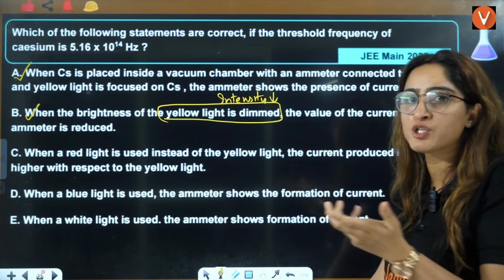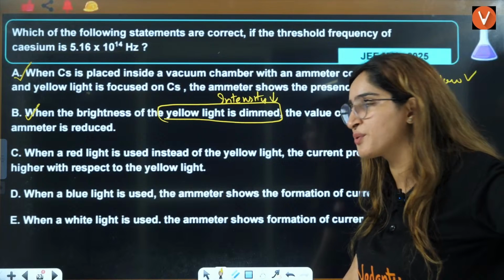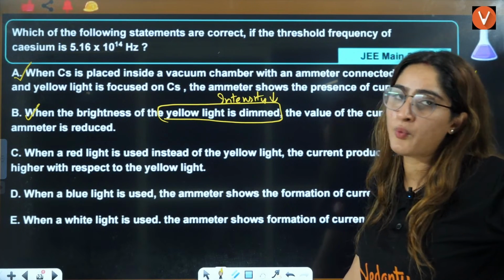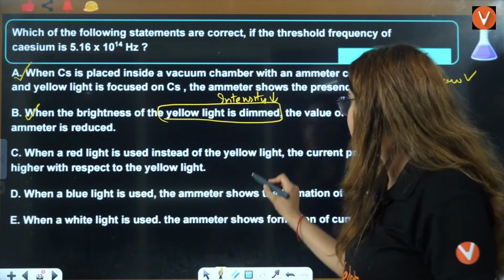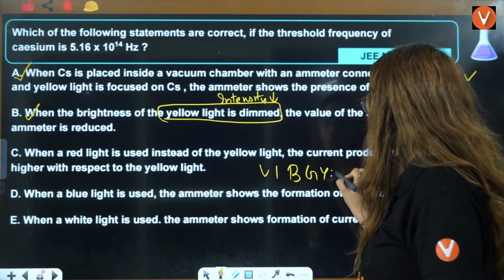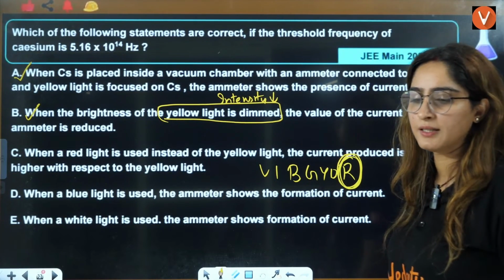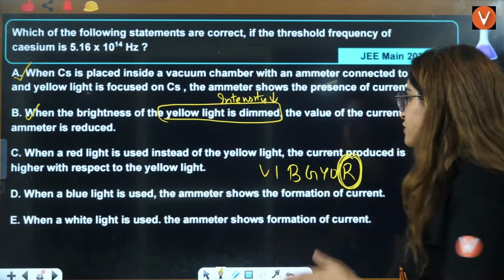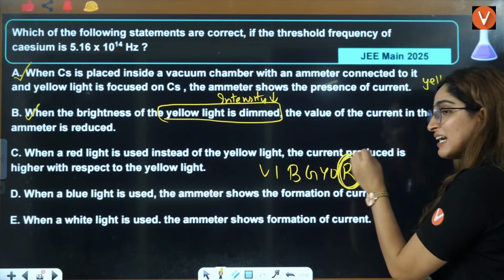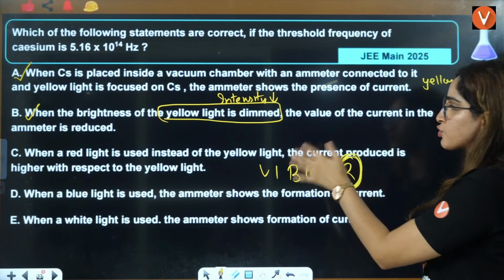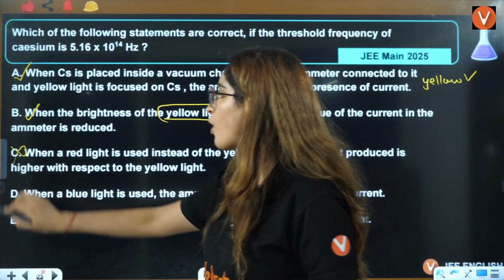Beta, this is a factual thing, right? Cesium, this is how JEE asked the question, right? So that too with question practice only, right? When a red light, see, this is VIBGYOR, okay? Red light will not have enough frequency because frequency of violet is maximum, yellow is still good. So red light will not have enough frequency to eject the electron, so the current will not be produced, right? This is a wrong statement.